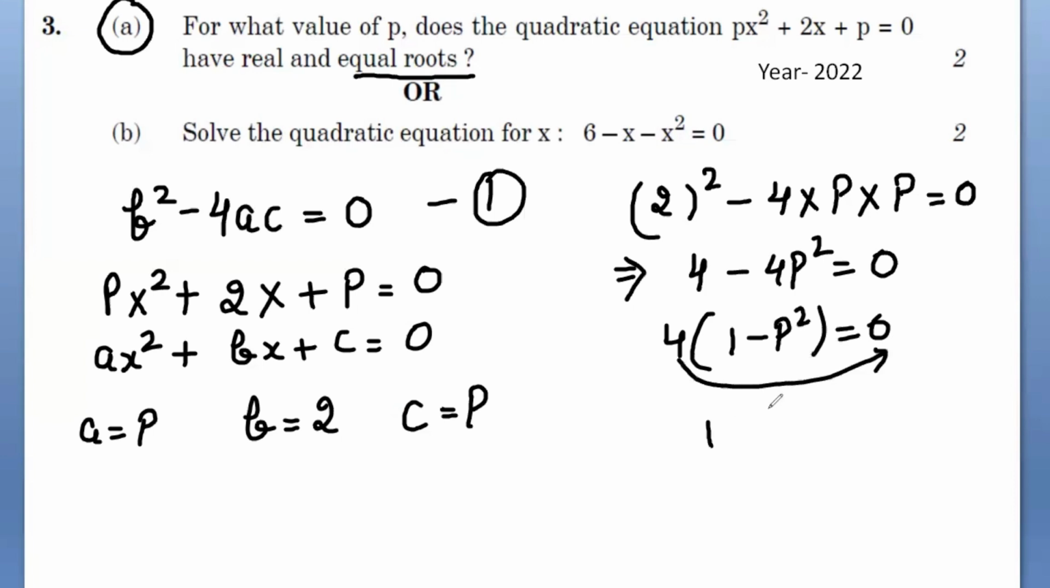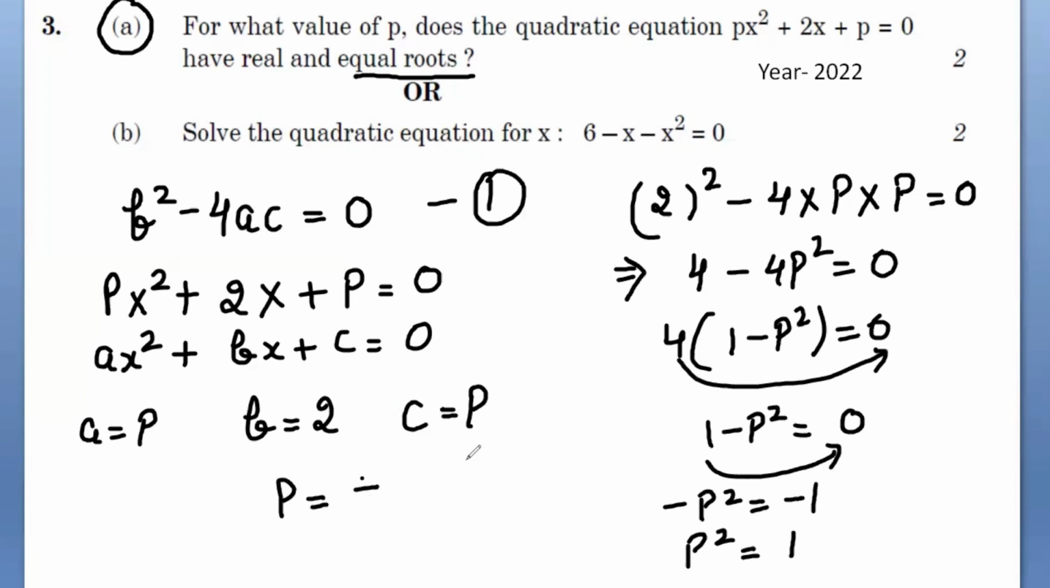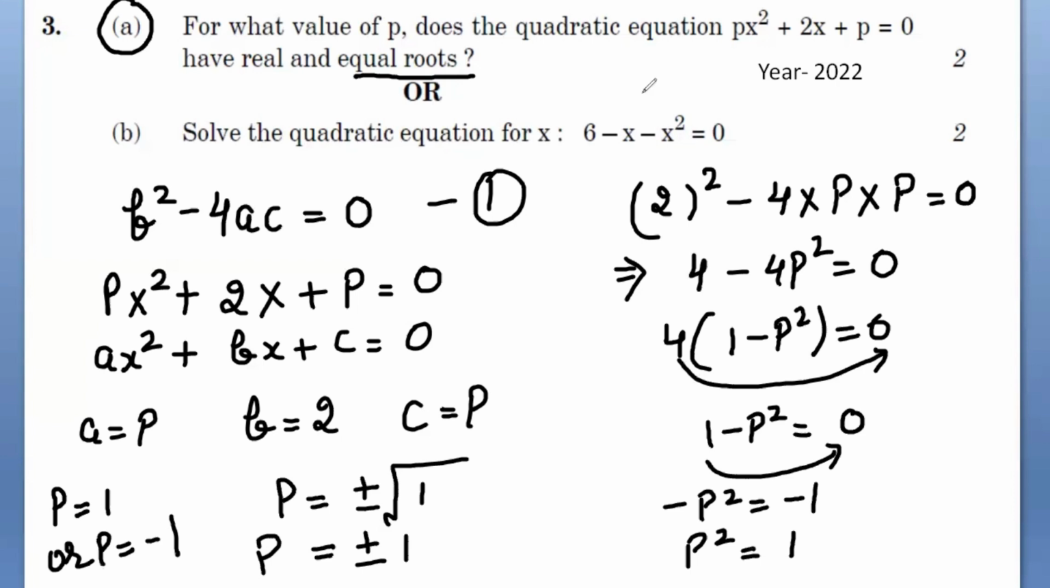So 1 minus p square is equal to 0 divided by 4, which is 0. Then we'll take this 1 to this side. We'll get minus p square is equal to minus 1, and p square is equal to 1. That means p is equal to plus minus root 1, and the value of root 1 is 1. That means for this particular question, if the value of p is 1 or the value of p is minus 1, this quadratic equation will have real and equal roots.